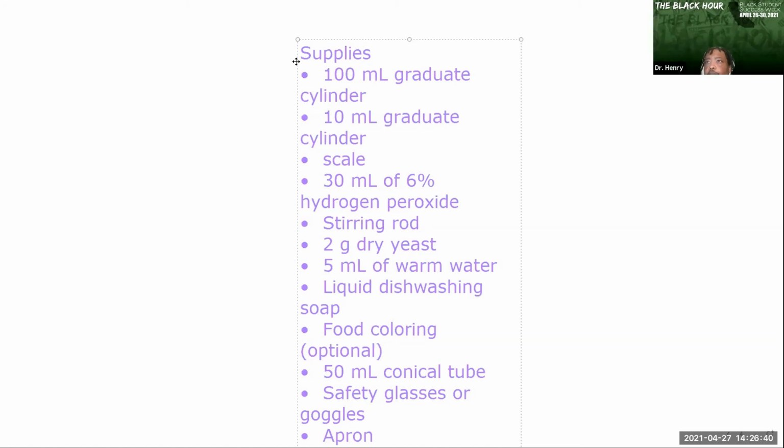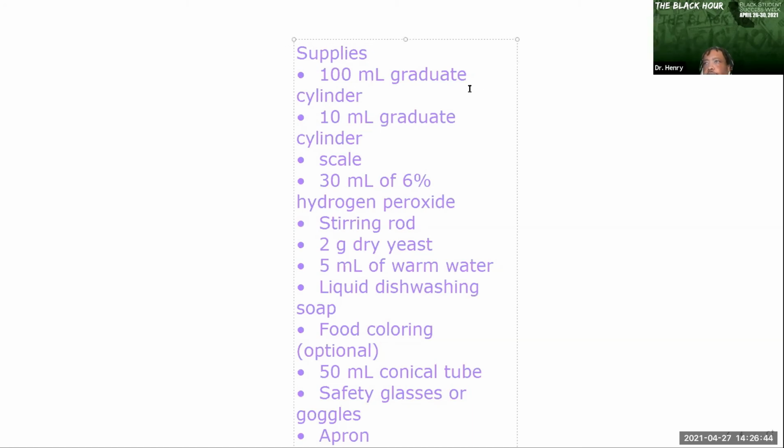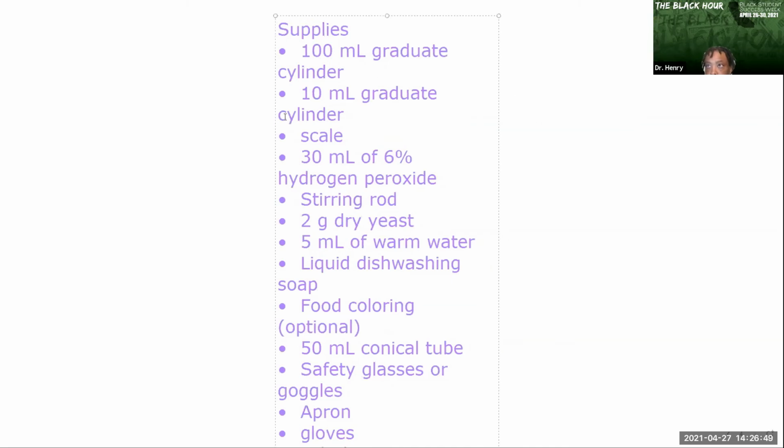So you guys don't have the first part. If you have an empty water bottle, that'll work for us. And your conical tubes will work as your graduated cylinder. So you should have a 10 and a 50.